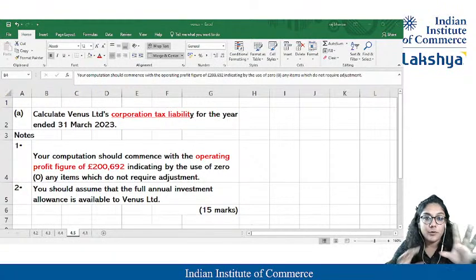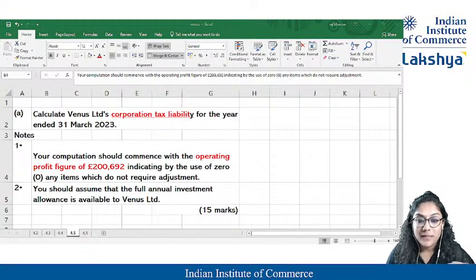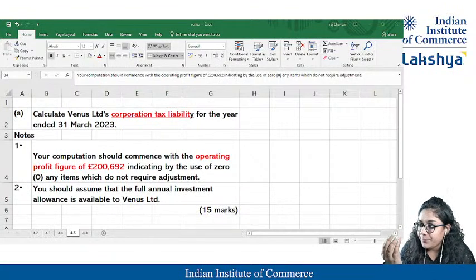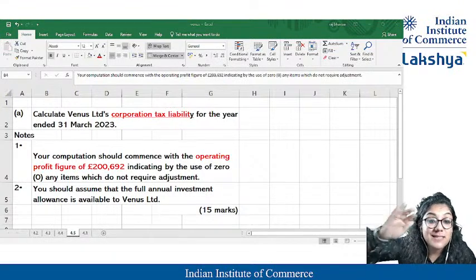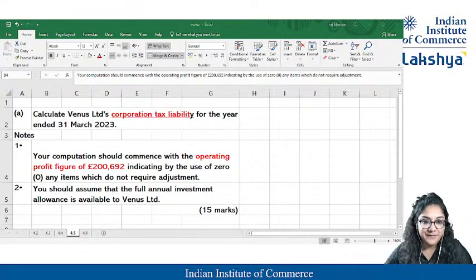Actually, now accounting profits are given, right? So what we do, we take out the profit. We see whether there are any disallowable things given. If any disallowable things are given, we will reduce it. Or sorry, if it has already been reduced as an expenditure, then we will add it back, right?